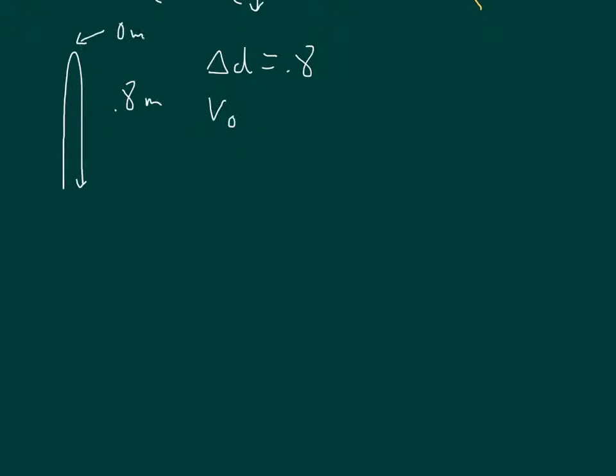All right. This guy has a vertical leap of 0.8 meters. All right. So we have our change in distance. It's 0.8 meters. We have our initial velocity. Remember, right at that peak for that split second, it's going to be 0 meters per second. We have our acceleration due to gravity.